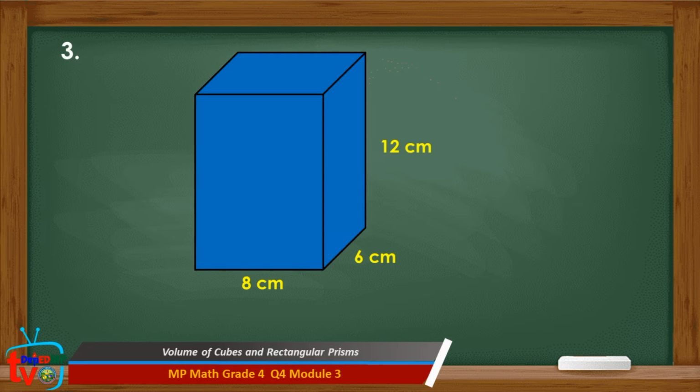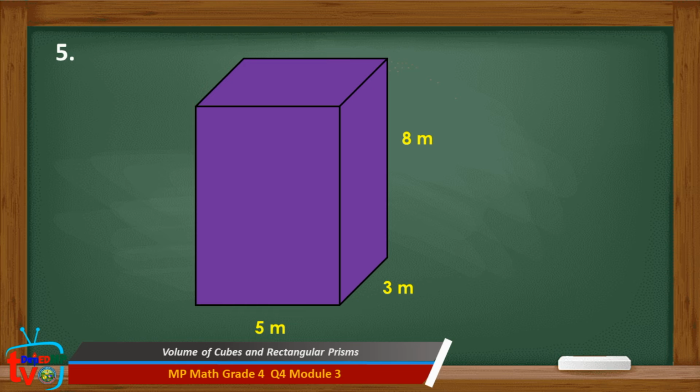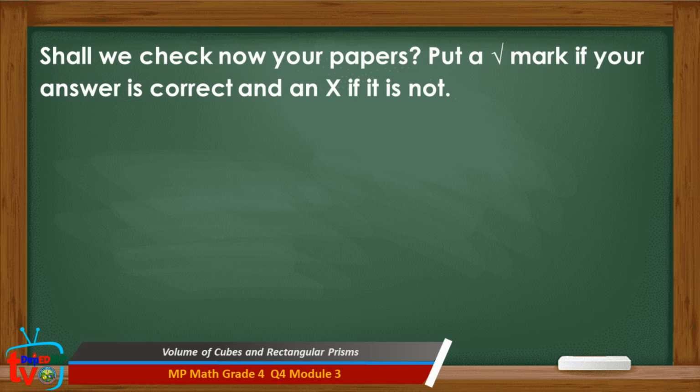Number 3. The figure has a length of 8 centimeters, a width of 6 centimeters, and a height of 12 centimeters. Number 4. The figure has a side of 11 centimeters. Number 5. The figure has a length of 5 meters, a width of 3 meters, and a height of 8 meters. Shall we check now your papers?